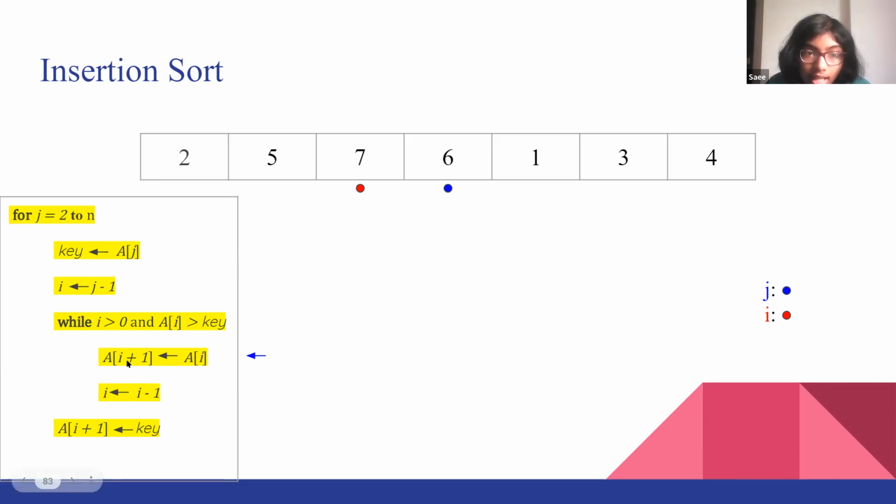What are we doing? We're setting the I plus 1th value to the ith value. The I plus 1th value, we're going to set it to the ith value. So this will become 7. And now we are going to set I to I minus 1.